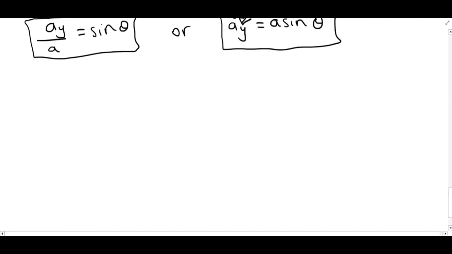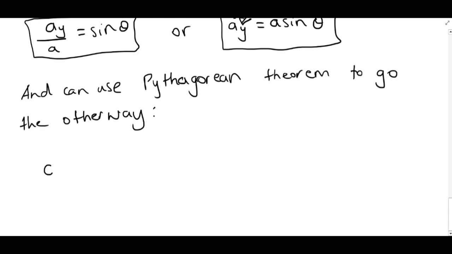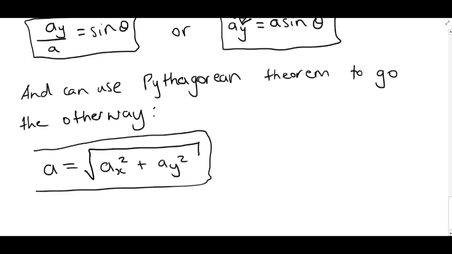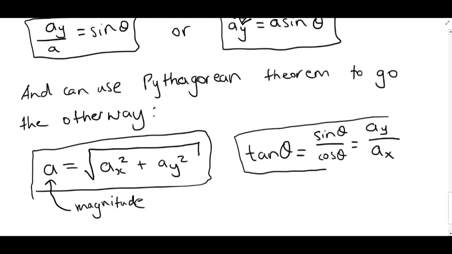And you can also use the Pythagorean theorem to go the other way. So if you know AX and AY, you can find the original vector A by taking the square root of the sum of the square of AX plus the square of AY. So this gives us the magnitude of the vector. We could also find a direction using tan theta, which is equal to sine theta over cos theta. That is one of the identities you learn in mathematics. So this is going to be equal to AY over AX.